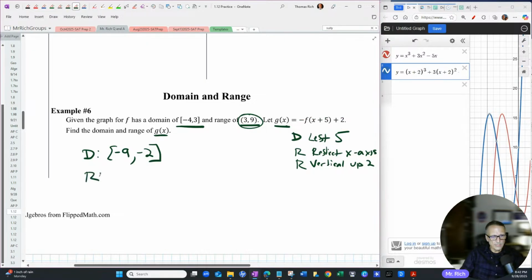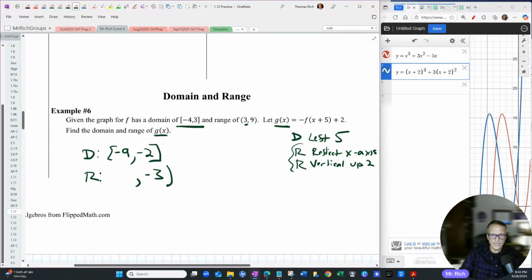Let's affect the range with these two. Well, when we reflect across the x-axis, the y's are changing signs. If the lowest point is 3, well, what that means is that the highest point is going to become -3.